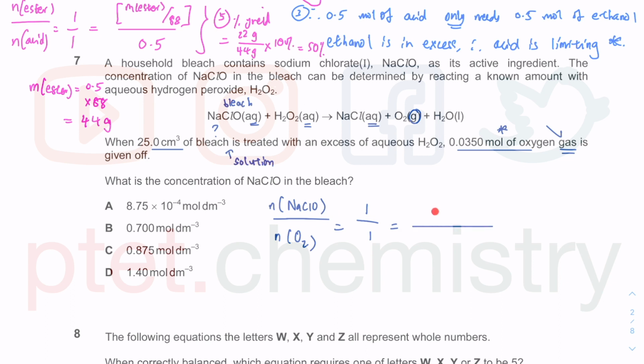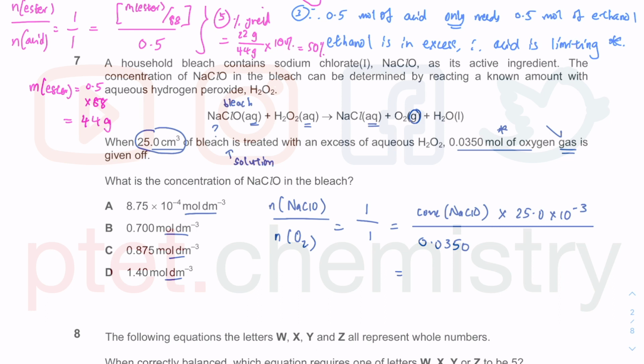These are mole and mole, so we have to think about what information we know about the mole. This is the mole of the oxygen gas, so I can just fill in straight away the mole. We have concentration of the NaClO, in mole per dm cube, and therefore I need to multiply by the volume. These are volume of solution, so it's 25.0 times 10 to the minus 3. That means divide by 1000 to convert the volume in cm cube into dm cube.